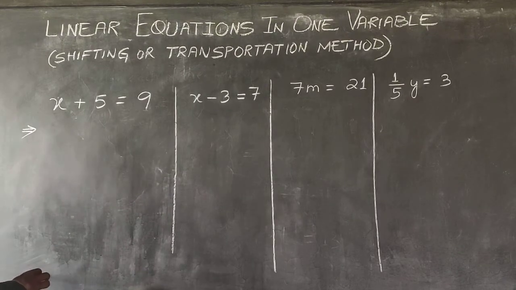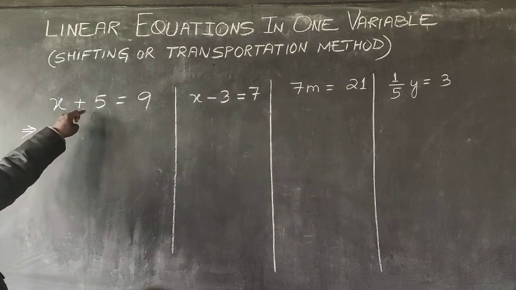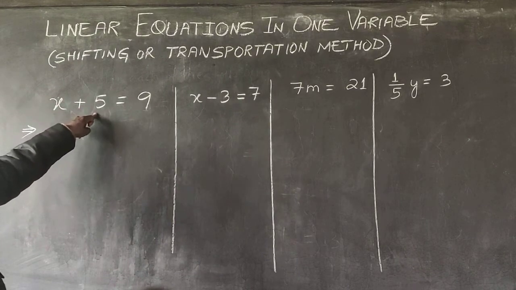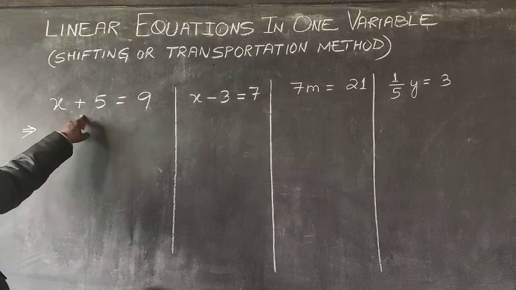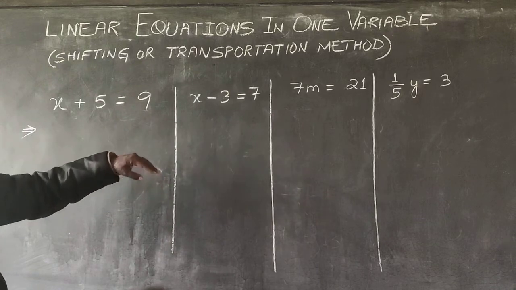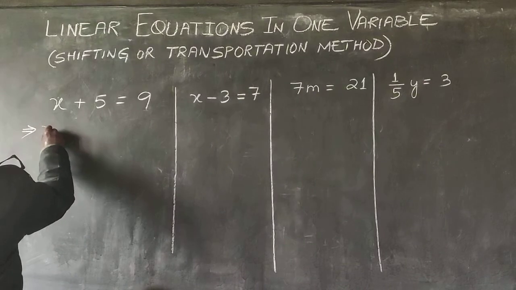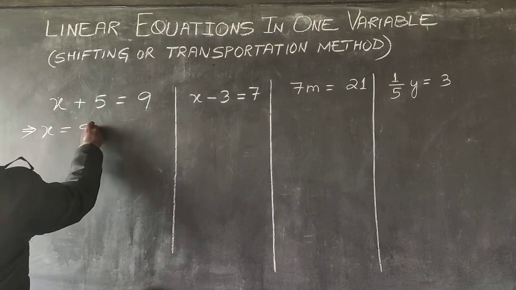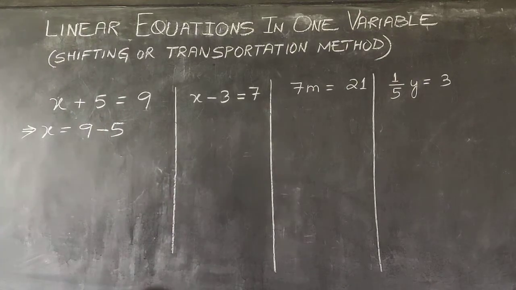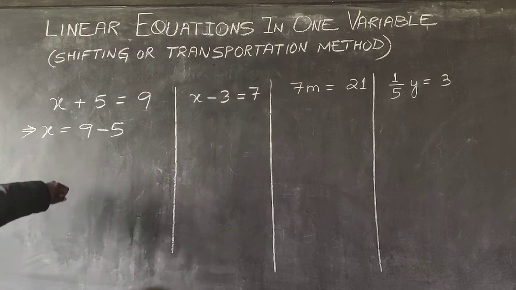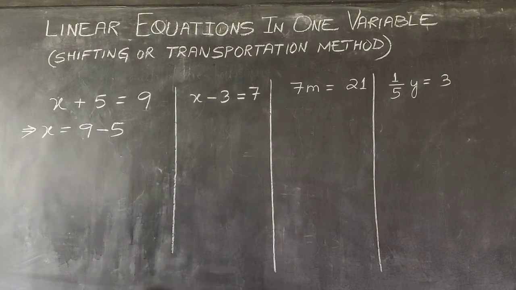But in this method, we change the position of this number which is attached with x. What is attached with x here? Plus 5. So this plus 5 I am going to take it to the other side. That is called transportation method or shifting method. But when this plus 5 goes on the other side, from plus its sign will change to minus. This is the rule of shifting or transportation method. Plus 5 which is attached with x will go on the other side and become minus 5.